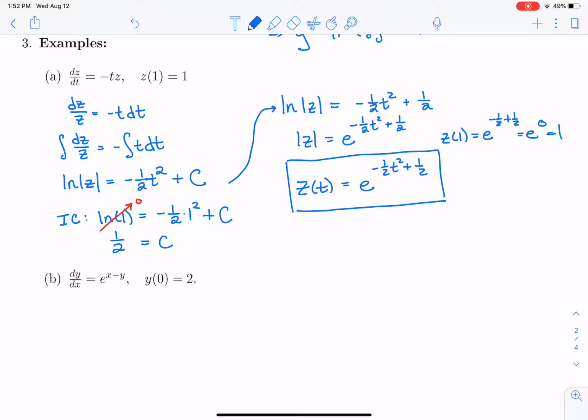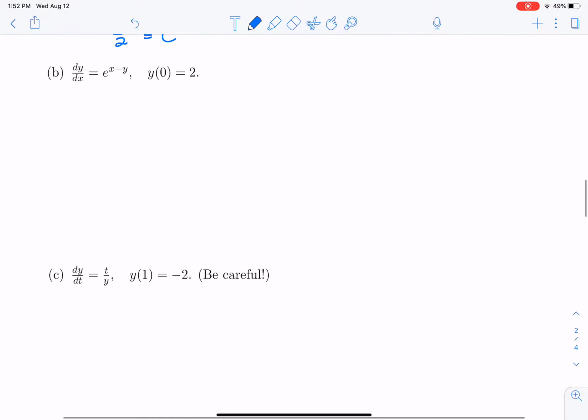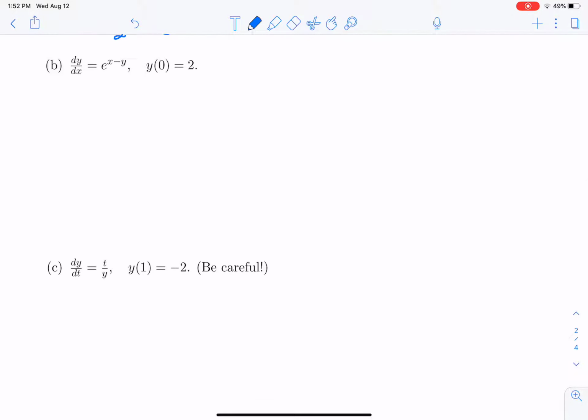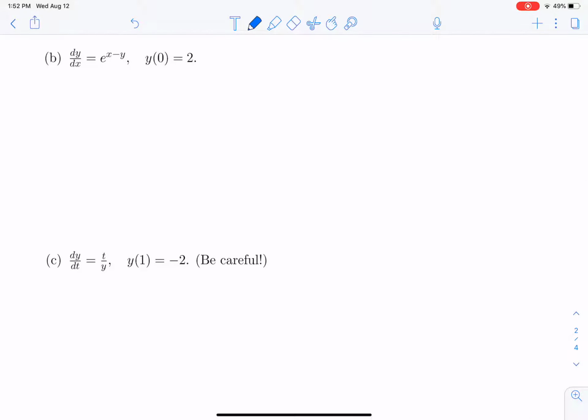Okay, let's move on to the next example. This one is dy dx is e to the x minus y. And at first glance, this does not look like it's a separable equation. But if we remember our exponential rules, dy dx is equal to e to the x times e to the minus y.